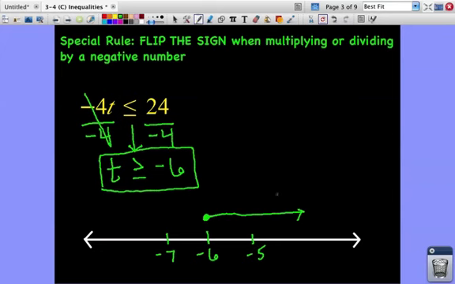Now let's look to see why we flip that sign. If I were to take any number from my solution over here, so I would have a -4 here, this would be -3, and then all the way over here somewhere, I'm going to have a 0.